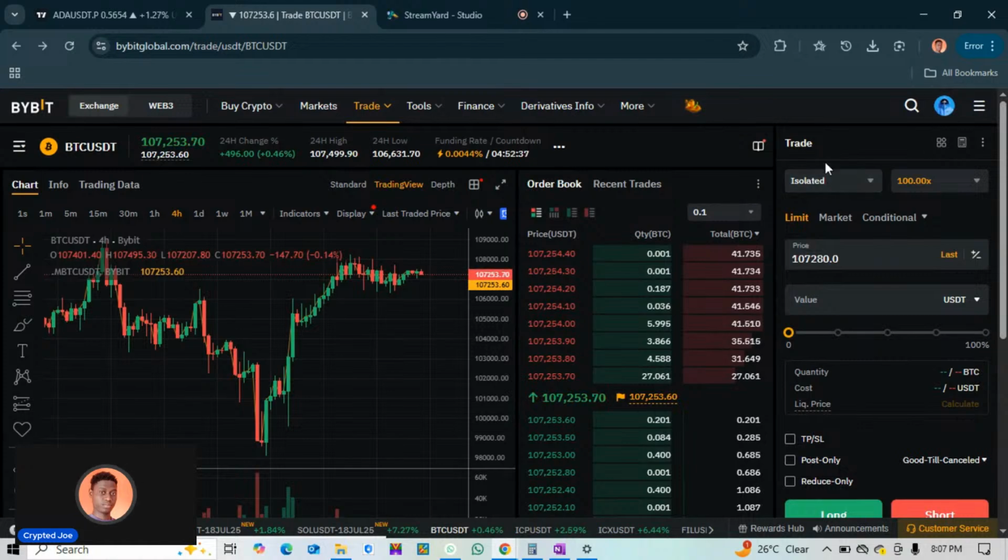So once you open your Bybit on the mobile phone, this view here that I'm bouncing this cursor on will be on the left hand side.